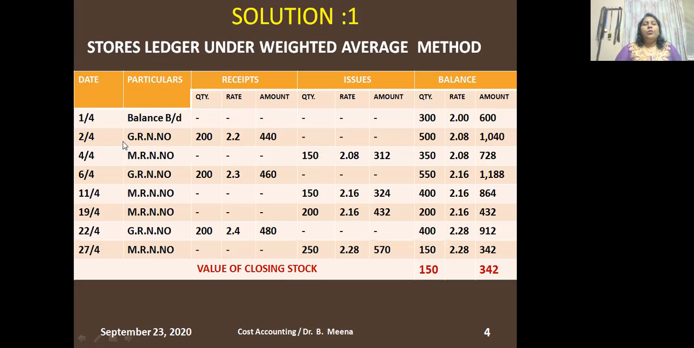Now check out the solution, how I showed it. On 1/4 I have written the date, and the particulars will be balance brought down, and the receipts and issues columns will be nil. Straight away, I will take this particular in the balance column, 300 units. The amount is 600. So how can I calculate the rate? Amount divided by quantity, so 600 divided by 300. What is the rate per unit? Are you able to follow?